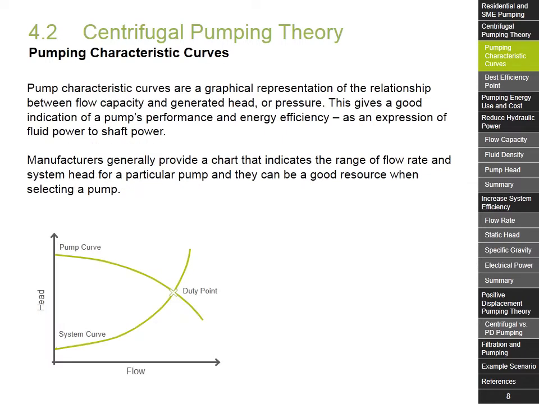The pump characteristic curve at left is a graphical representation of the relationship between flow capacity and generated head or pressure. This gives a good indication of a pump's performance and energy efficiency, as an expression of fluid power to shaft power. Manufacturers generally provide a chart that indicates the range of flow rate and system head for a particular pump. They can be a good resource when selecting a pump. We will go into more detail on pumping curves shortly.